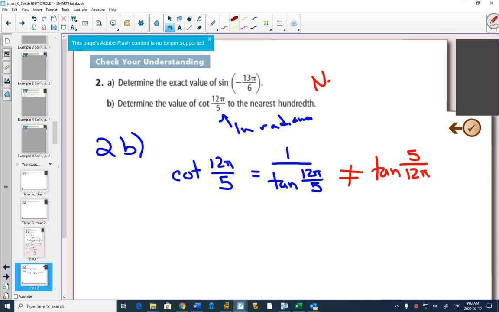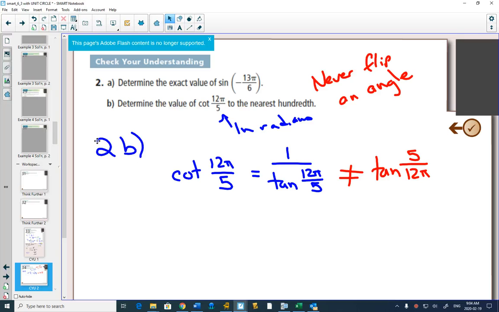Maybe make a note, never flip an angle. Because with reciprocal functions, often you're flipping things. You're flipping the ratios, but you're never flipping an angle.